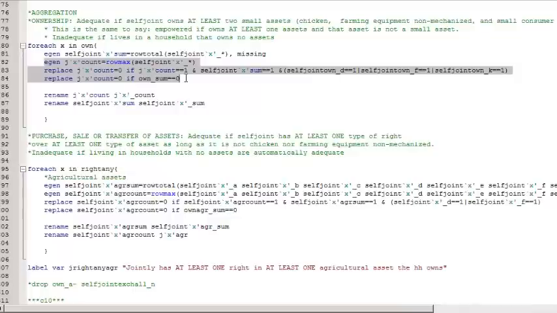Another situation also considered inadequate is if the household does not own any type of assets. So if there is a missing value here on the self-joint J own count, meaning the household does not own any type of assets, it is also considered inadequate. It's attributed a 0.